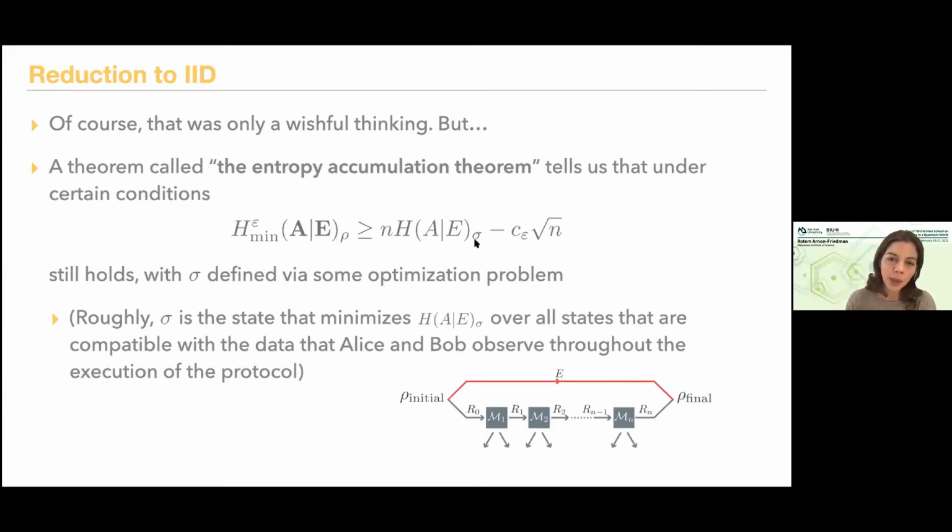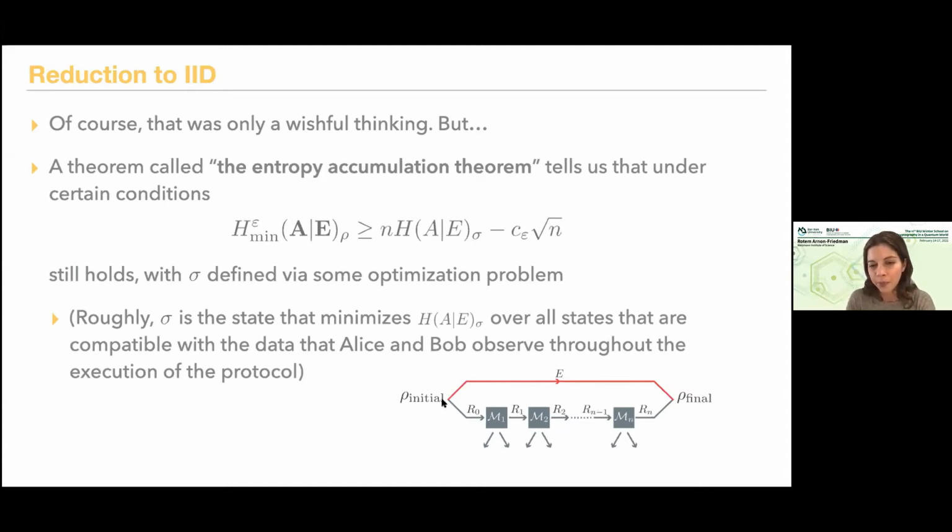Now maybe it's interesting to just understand. If we don't have this IID structure, if the state rho is not this many copies of sigma, it's not that clear what I exactly mean when I write sigma here. So roughly speaking, this sigma is a state that minimizes the entropy over all states that are compatible with what Alice and Bob are going to observe throughout the entire execution of the protocol.